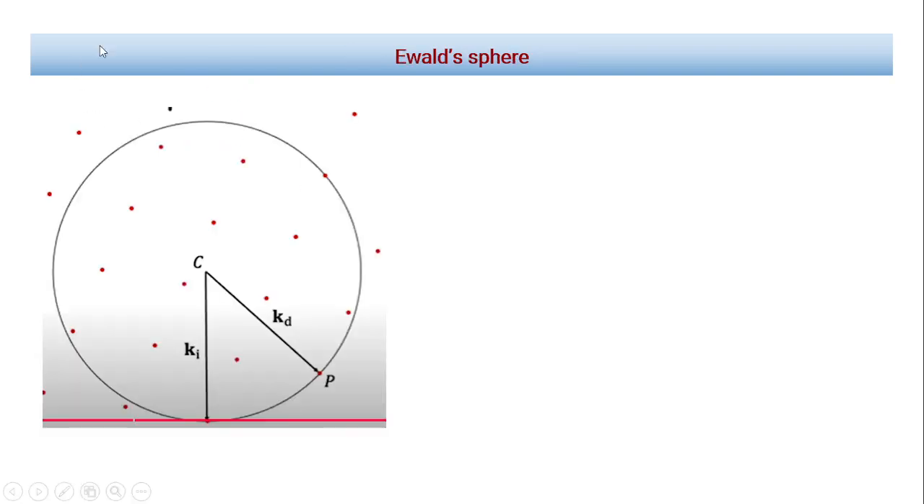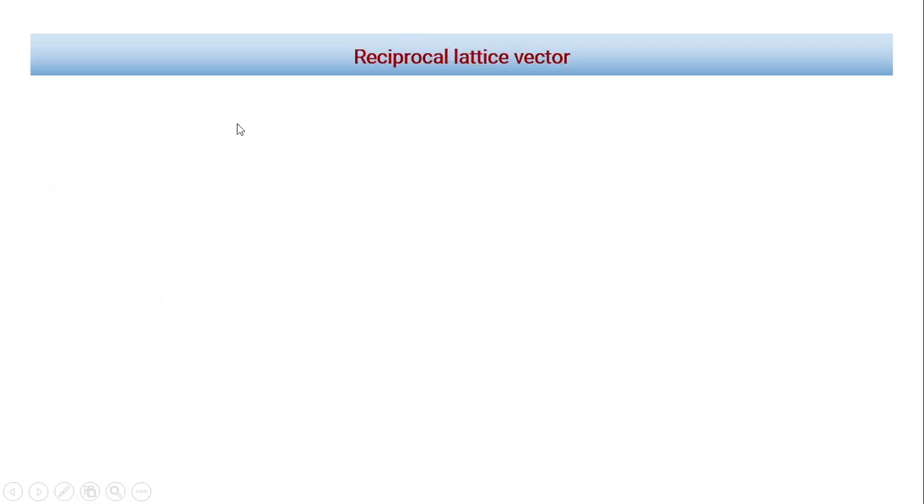So what is Ewald sphere? Here in 2D, because we have a screen, I'll just draw a circle and tell you, but when we are talking about 3D space around us, it's actually not a circle but a sphere. So you have to keep that in mind, that we are talking about a sphere, not a circle.